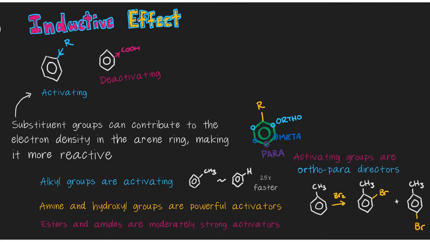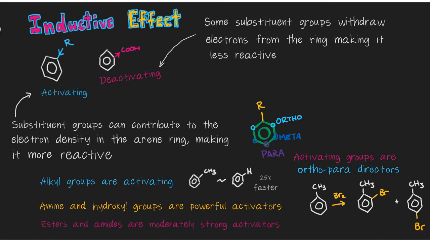So activating groups do not make all carbons in the ring equally more reactive. They have a larger effect on the carbons in the ortho and para positions, making these carbons more likely to react. So when we say that activating groups are ortho-para directors, we mean to say that they cause incoming functional groups to substitute onto these carbons rather than the meta carbons with a much higher percentage. A lot of times you'll get 90% or more of the products as ortho or para products, as you can see in this example with toluene reacting with bromine.